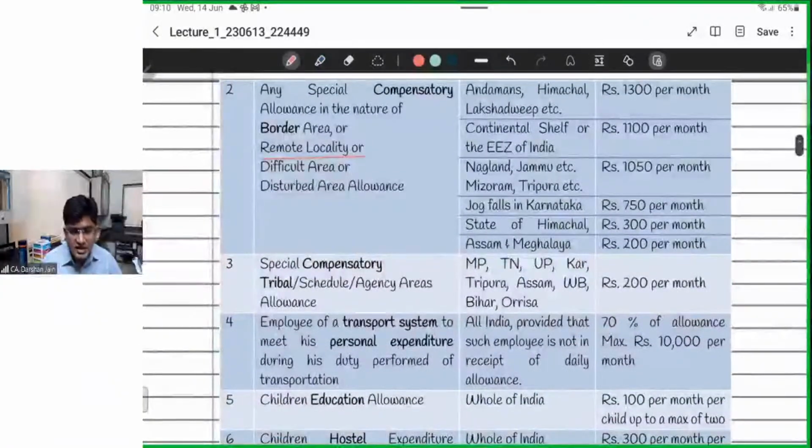Continental shelf for the EEZ, exclusive economic zone, that is up to 200 nautical miles, right? If an employee is posted at high seas, well, 1,100 rupees per month. So you have got different limits. You will have to go through them, partially exempt. See, remembering these, one point would be, how do I remember these partial exemptions?